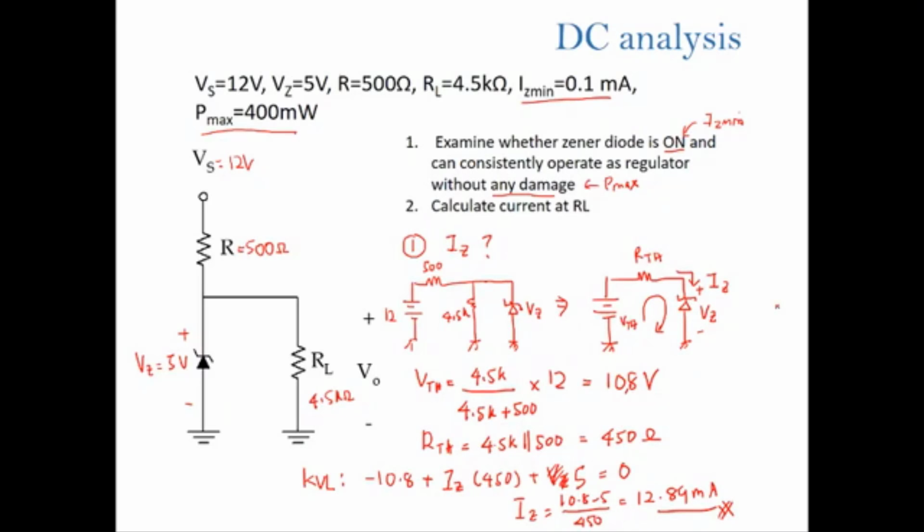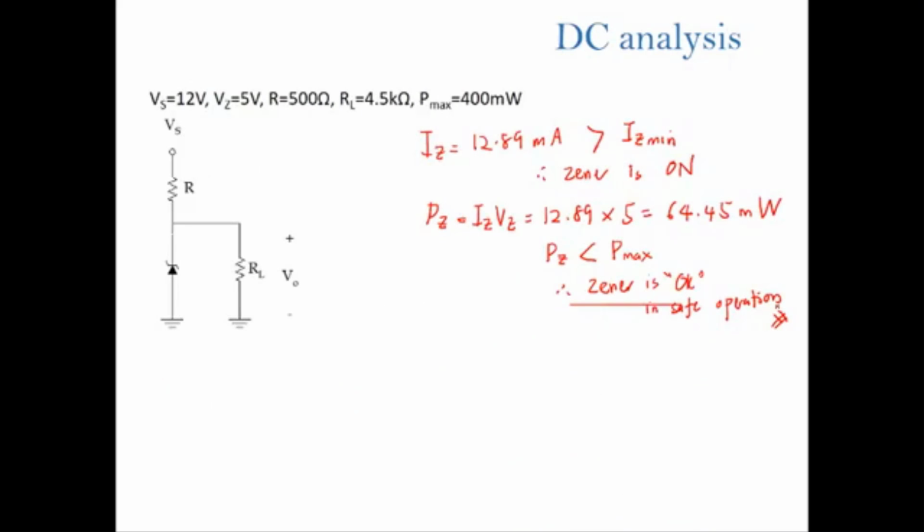The second question is you need to calculate the current at the load resistor. For the current at the load resistor, it's quite simple. You see that because the Zener is on, the voltage at the Zener will be equal to Vz, equal to 5 volt. And the Zener is parallel with the RL, so therefore the V out will be equal to Vz, which is 5 volt.